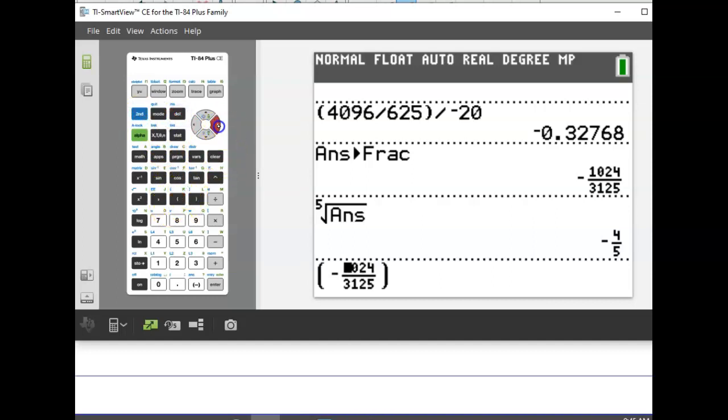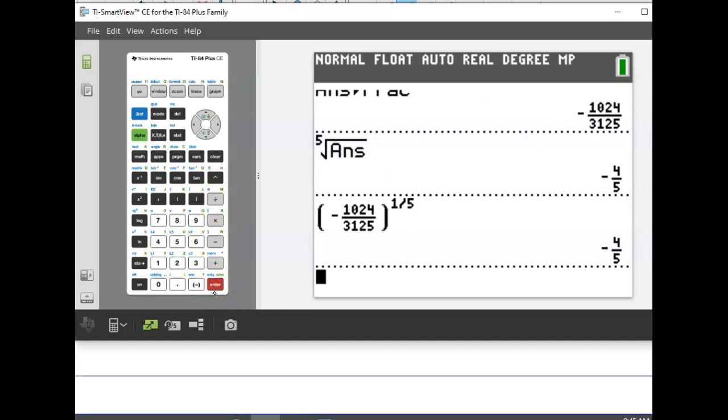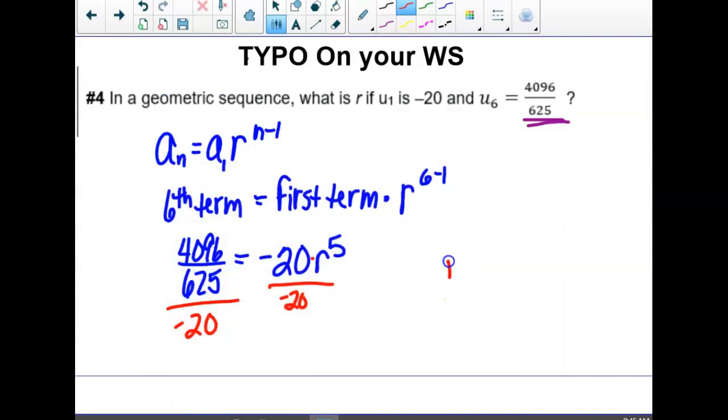What is happening there? Okay. Which is also negative 0.8. Did anybody's calculator give them a decimal? So R is either negative 0.8 or negative 4/5.